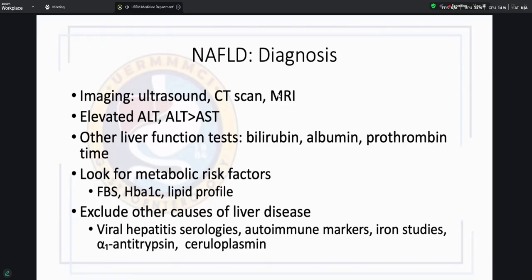If we suspect other liver conditions, it is best to do further workup. Although these conditions are rare, especially here in the Philippines, you should always check for the presence of chronic hepatitis. Sometimes you also have to check autoimmune markers as well as iron studies, alpha-1 antitrypsin, and ceruloplasmin.